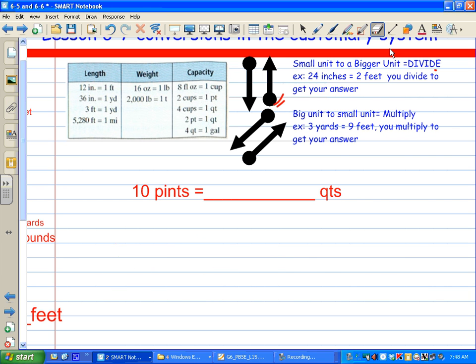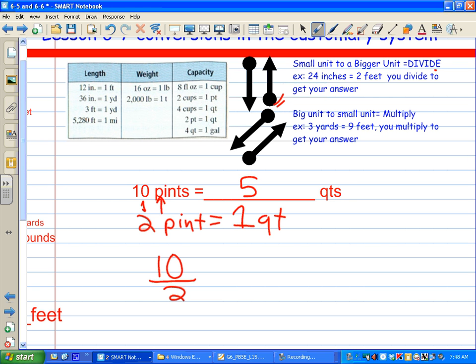See how confusing this is? Even Mr. Briggs is having a problem. So, 2 pints equal 1 quart. So, I'm going up and down. And if I'm going up and down, I need to divide. I divide 10 over 2. And the answer is 5 quarts. 10 pints equals 5 quarts.